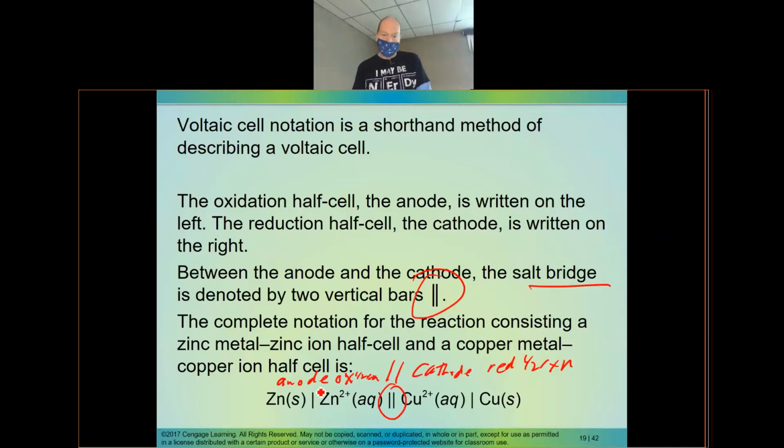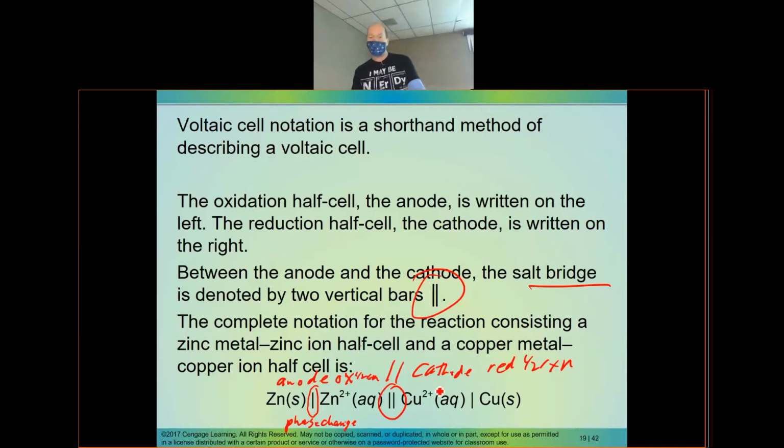But instead of an arrow, we're going to put a bar, but that bar does not mean an arrow. That bar simply means that you have a phase change. So a single line means a phase change. All right, so of course, zinc solid, that's a solid phase. Zinc plus 2, that's aqueous, that's a liquid phase.